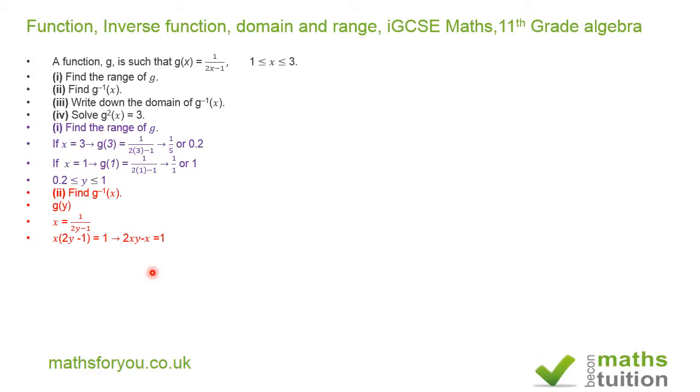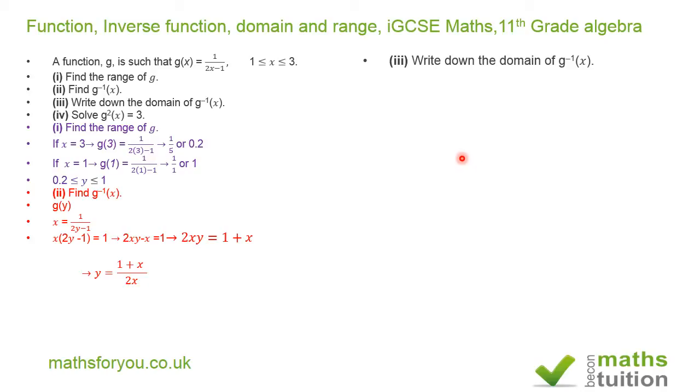Okay, and if we then open up the bracket, we end up with 2xy minus x is equal to 1. If we then add x to both sides, we end up with 2xy is equal to 1 plus x. If we then divide both sides by 2x, we have that y is equal to 1 plus x divided by 2x. So that's the inverse of g.